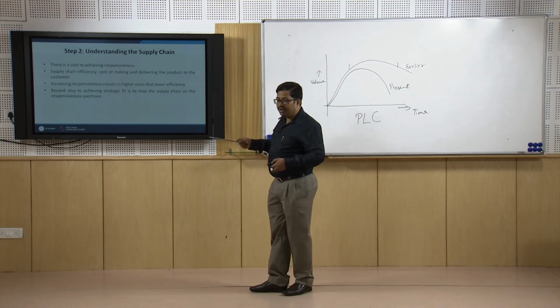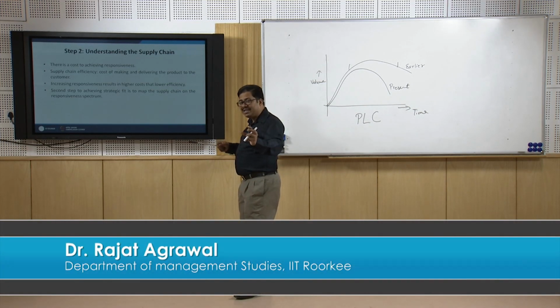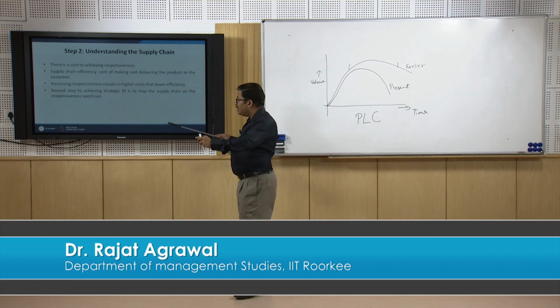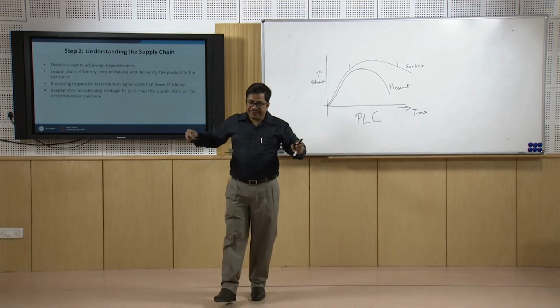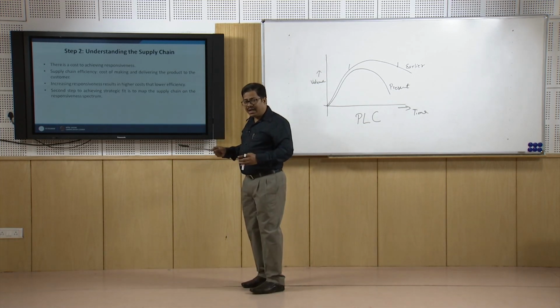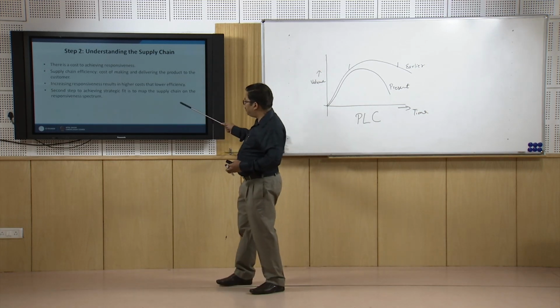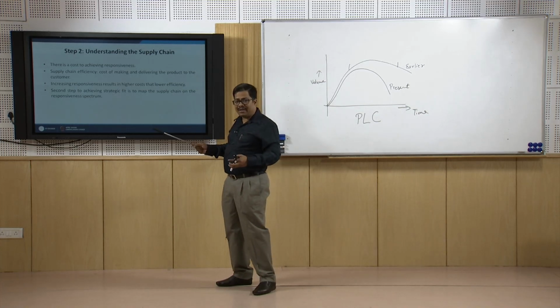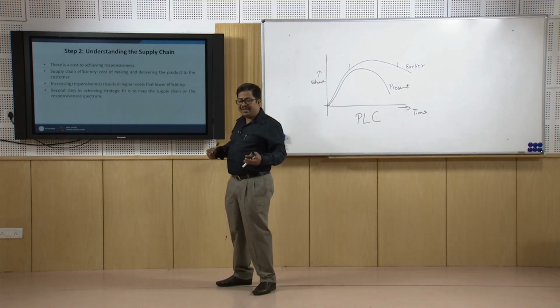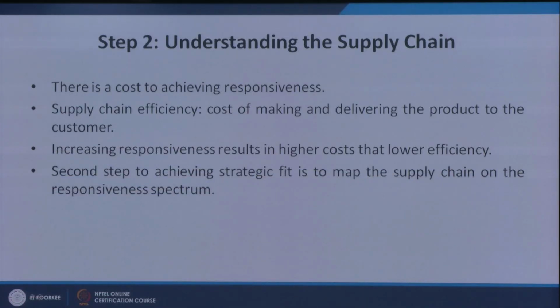And now we will see that to develop a strategic fit of the supply chain, we need to put the supply chain capabilities on the spectrum of implied demand uncertainty. So, today we close our discussion at this point, and in our next lecture we will see how we map the supply chain on the responsiveness spectrum, and later on we will see how this responsiveness spectrum is embedded in the implied demand uncertainty.